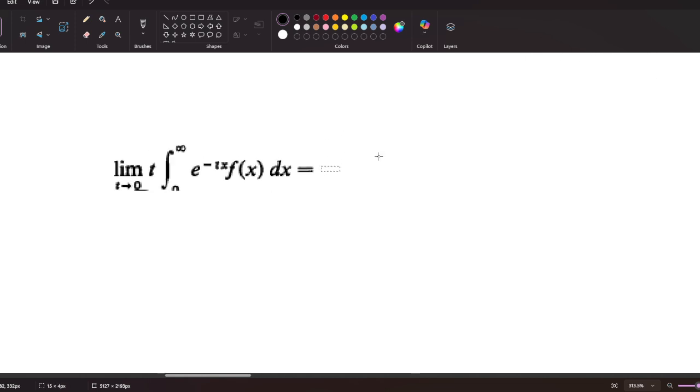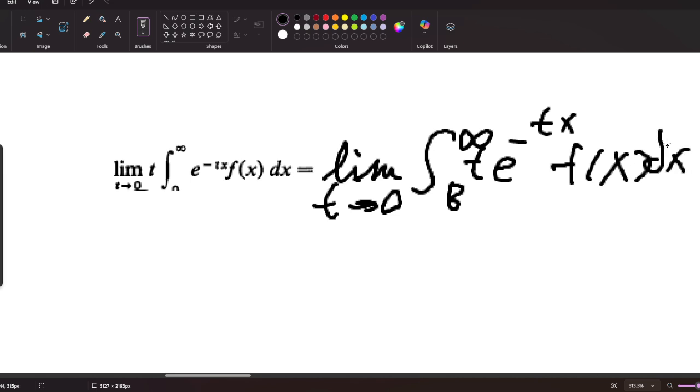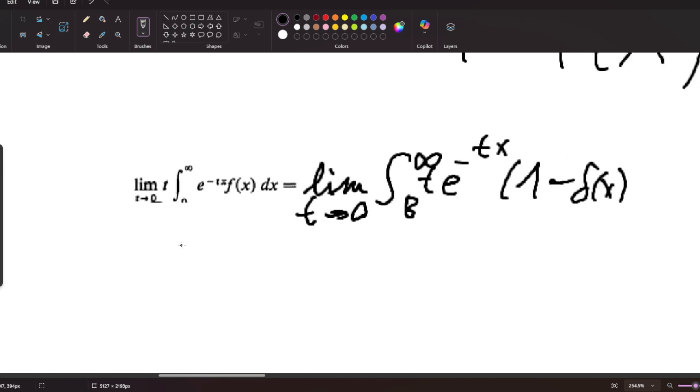Is going to be equal to the limit as t approaches 0 of an integral which will start from, let's call it b, to infinity, of e to the power of minus tx, also t here, f of x dx, and instead of f of x, let's write it down as 1 minus delta of x dx. Now we evaluated the integral for when it's 1, that's going to be 1.